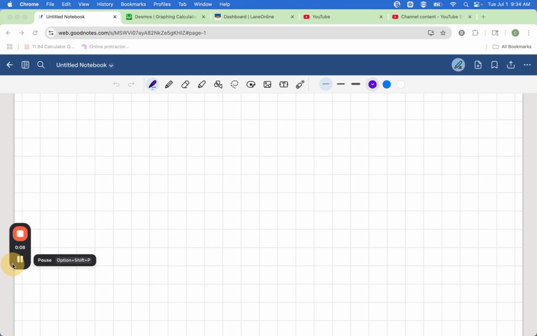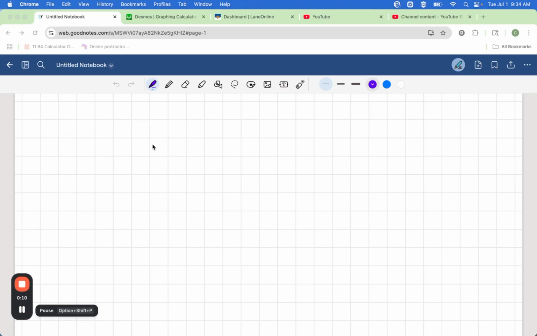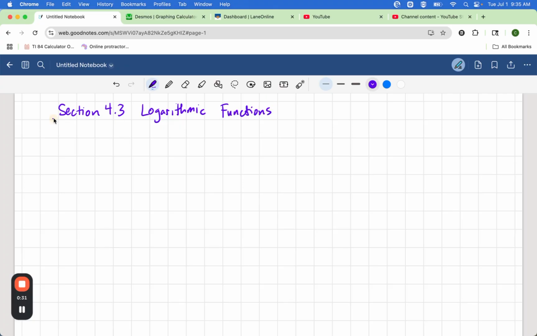We are going to do section 4.3. Section 4.3 is about logarithmic functions. So, I'm sure a lot of you have fear in your heart when you hear the word logarithm, but as long as you understand what logarithms really mean, they're not that scary.